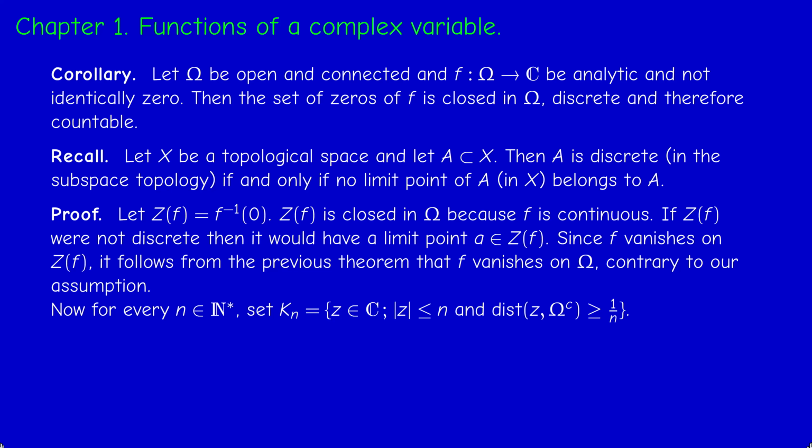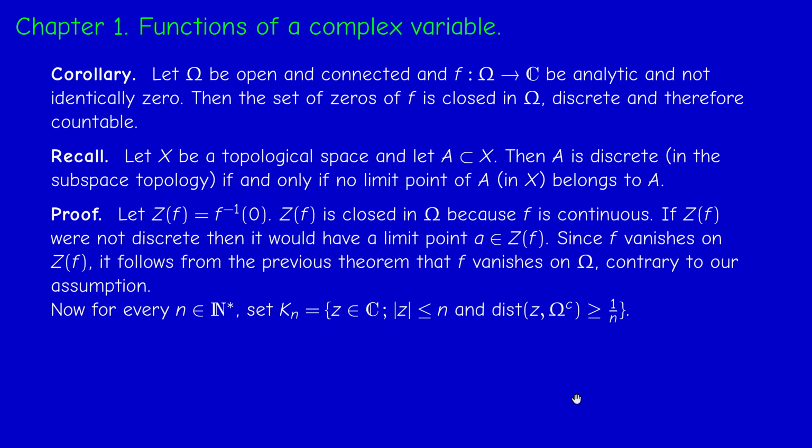Now, why is it countable? This is a typical trick in analysis. For each integer n, consider K_n to be the set of complex numbers which are in the closed disk of center 0 and radius n, and whose distance to the complement or to the boundary of omega is bigger than 1 over n. So what does this mean? First, it means that K_n is a subset of omega, because z cannot be in the complement of omega, otherwise the distance would be 0. So we are far from the boundary, but inside omega.